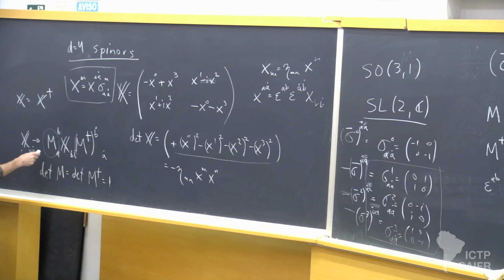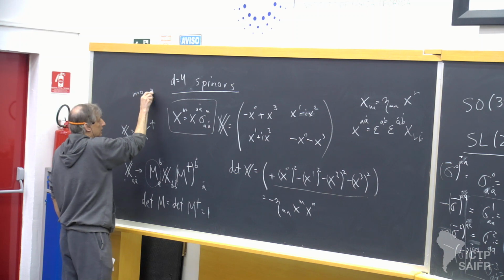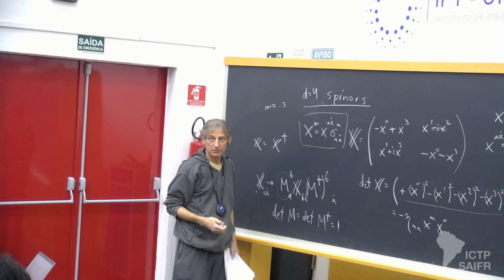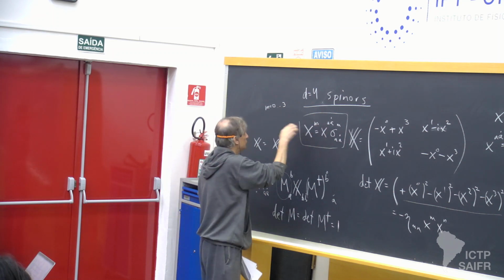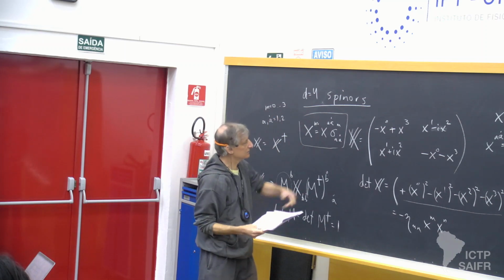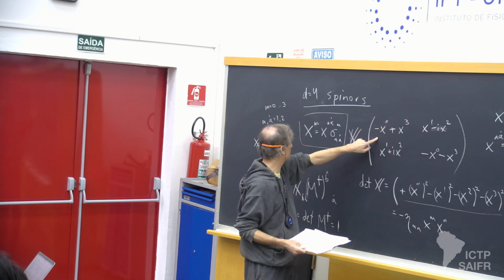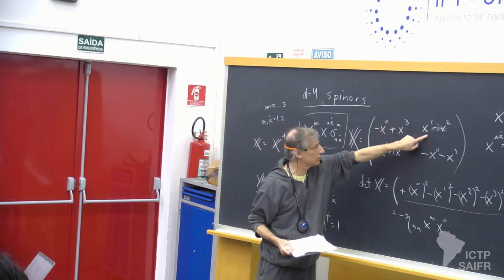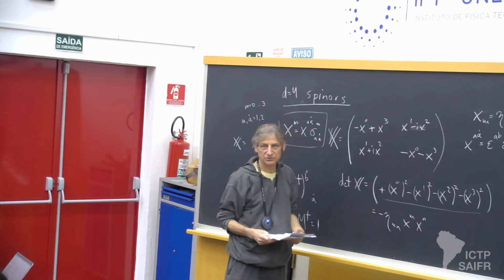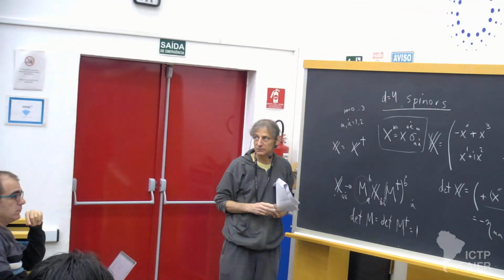So m goes from 0 to 3, right? So there are 4 independent components. And A and A dot go from 1 to 2. So it just means the first index is the row and the second index is the column. So this is x_{11 dot}, this is x_{12 dot}, this is x_{21 dot}, this is x_{22 dot}. Okay? So it's just a reshuffling of the coordinates. Other questions?